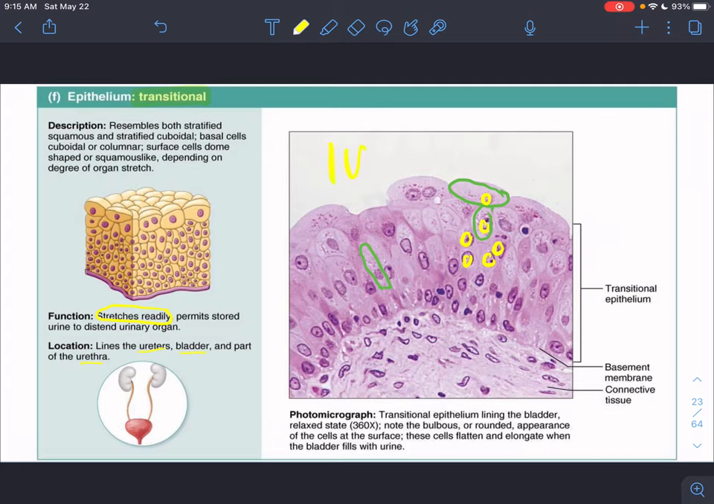Okay, but again, you're always going to have a lumen, an apical surface on the top, and then the basal surface with the basement membrane and connective tissue below.